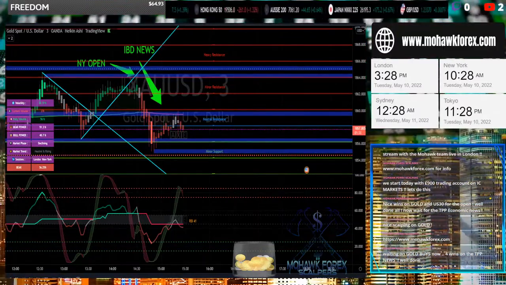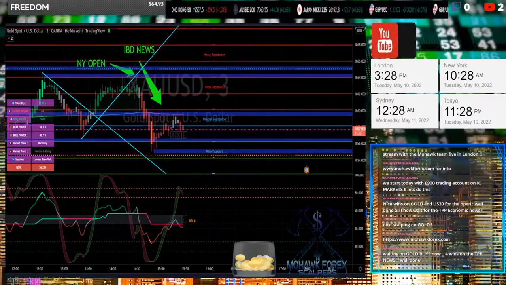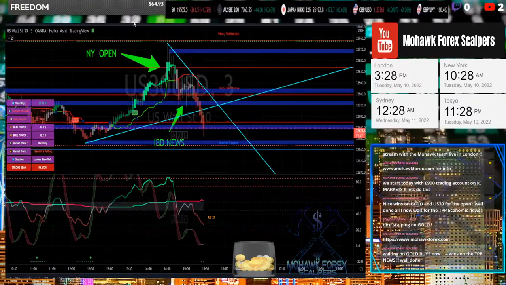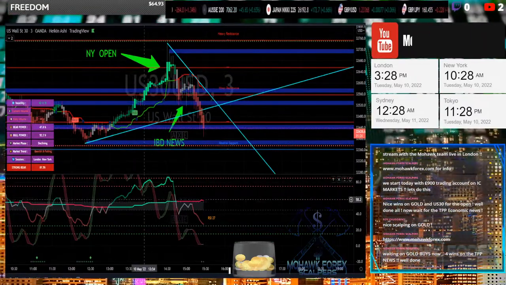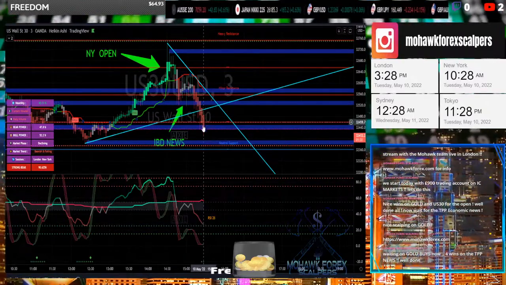Same. Red on the stochastic, red on the RSI. Fade away on this area here, breaks this zone.